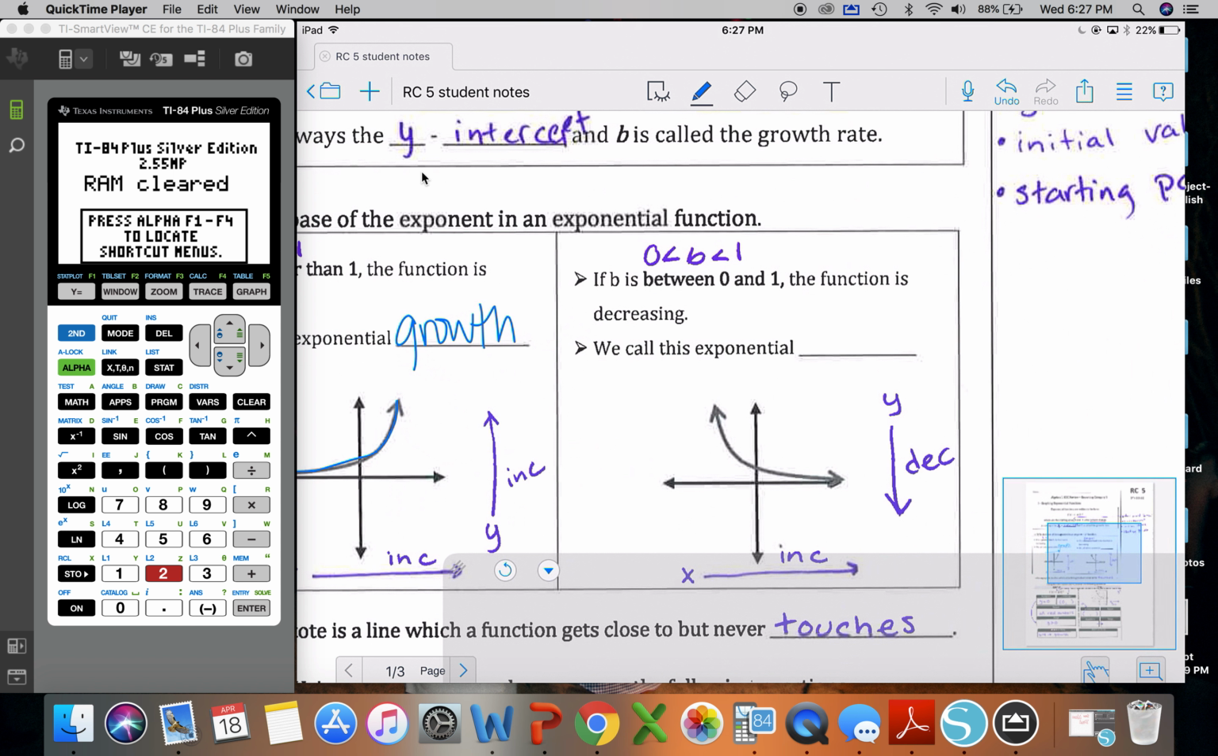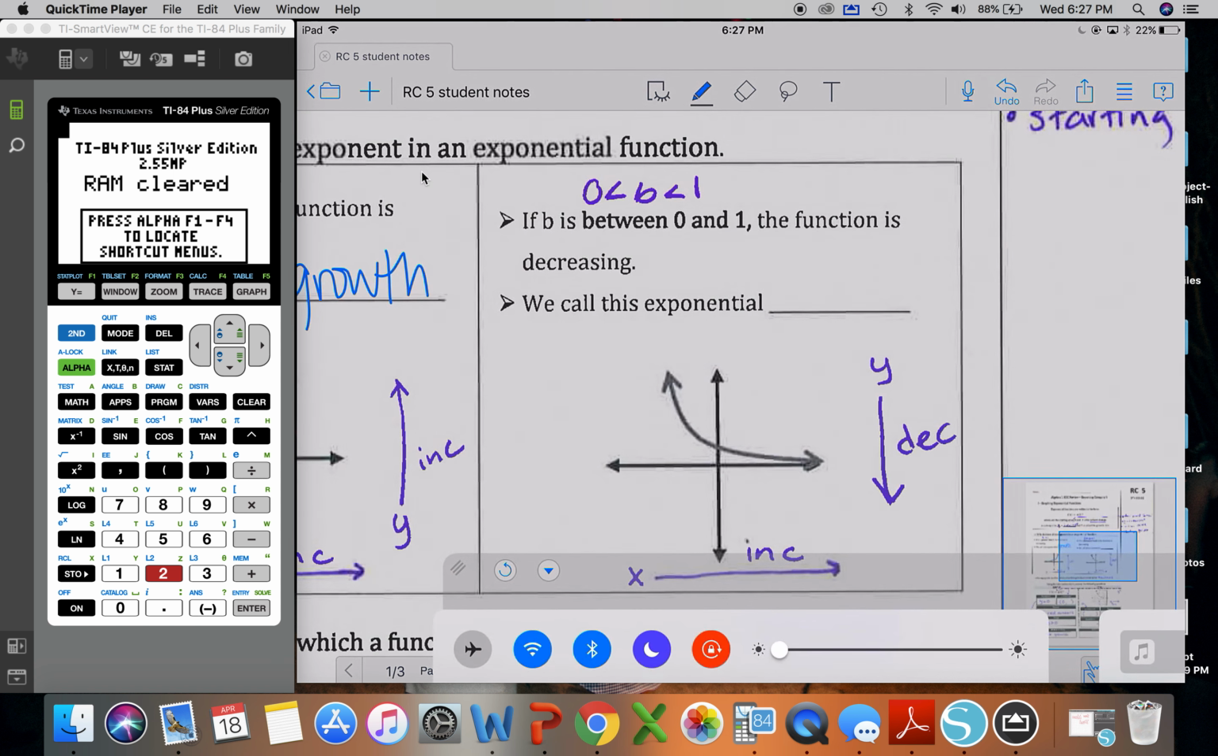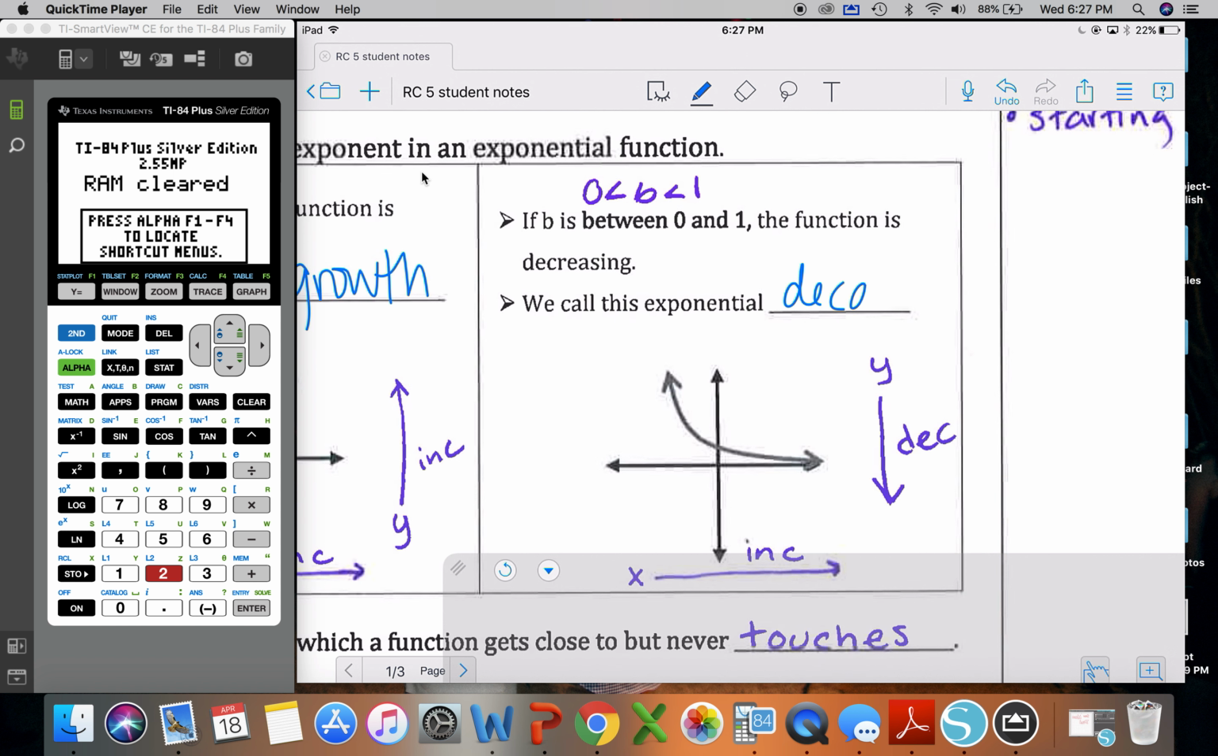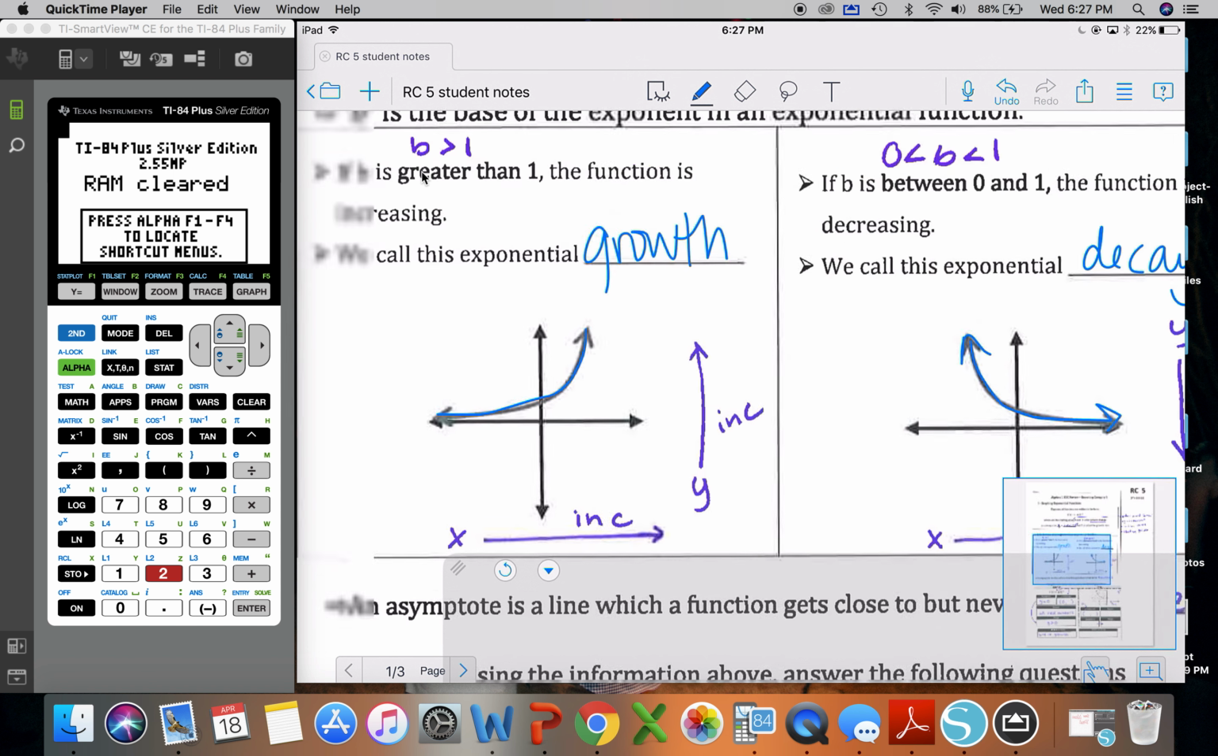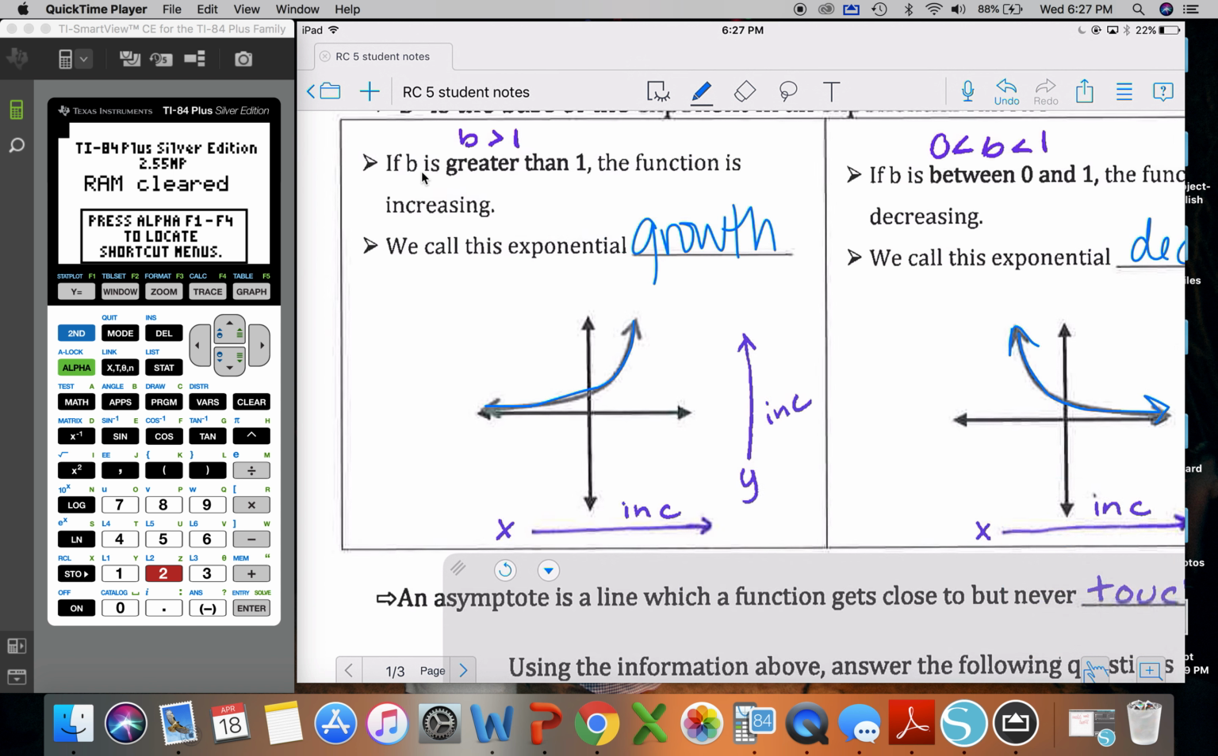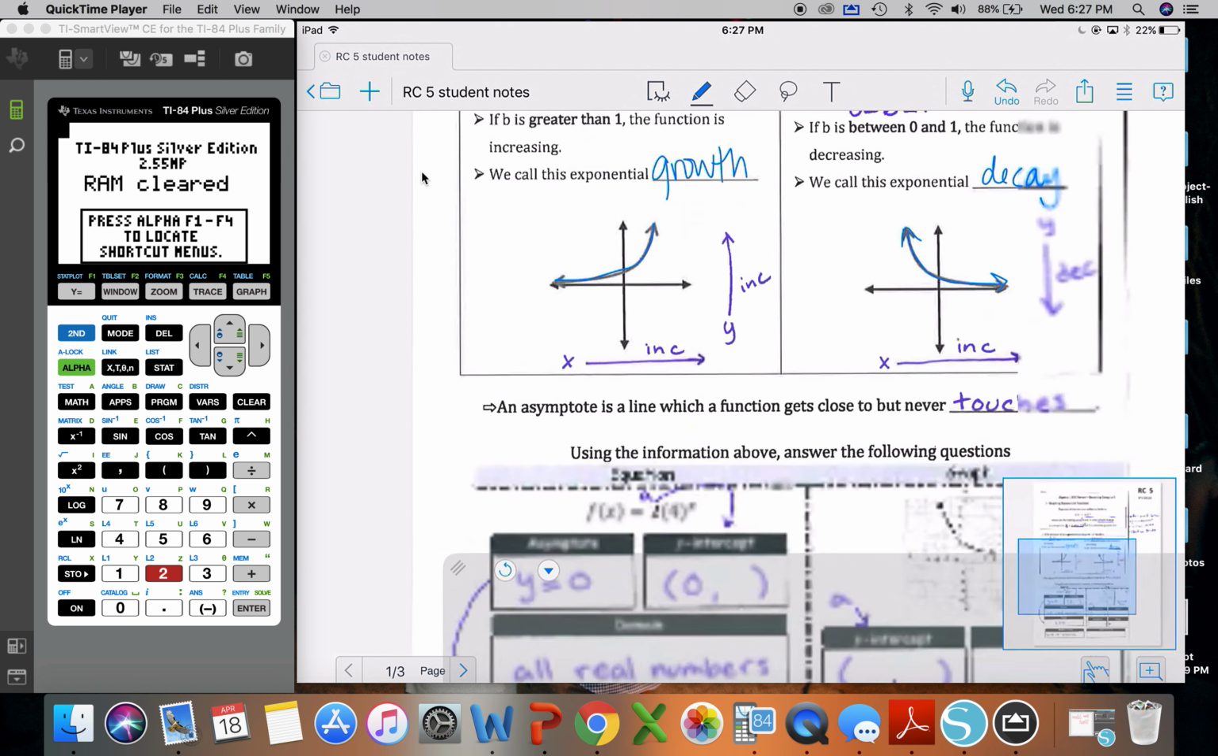If b is between 0 and 1, for example, a small fraction or a decimal, the function is decreasing, and we call this exponential decay. As we read the graph from left to right, my y's are decreasing. So exponential decay is something that's fun to ride on as a skateboarder or bicycler, and exponential growth is not a fun thing to ride your bike up.